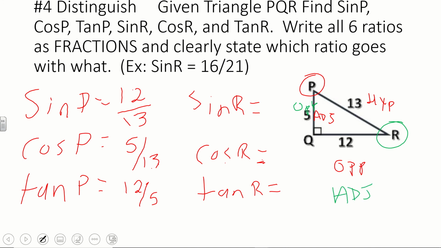So this changes up my ratios. Sine is now 5 over 13. Cosine is now 12 over 13. And tangent is now 5 over 12.